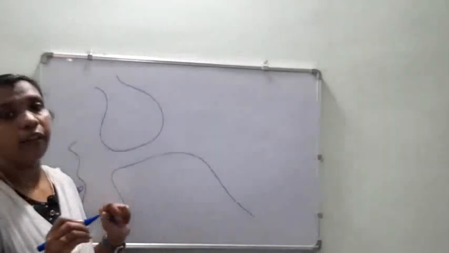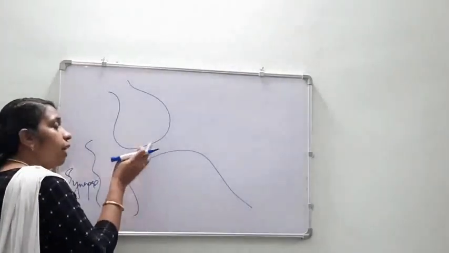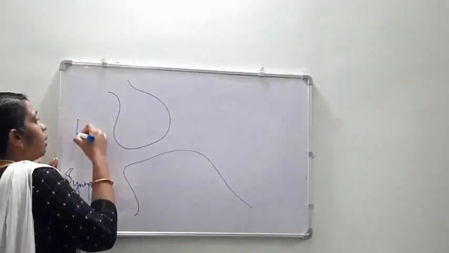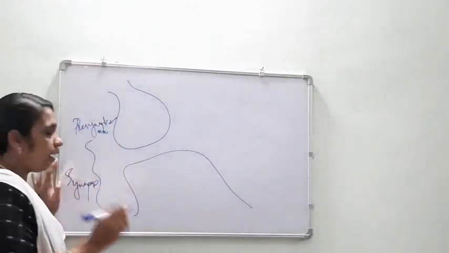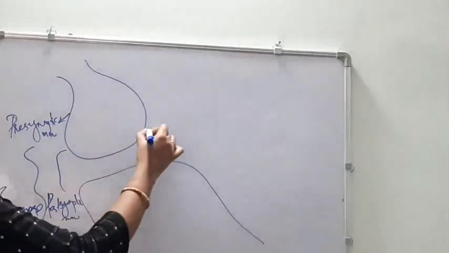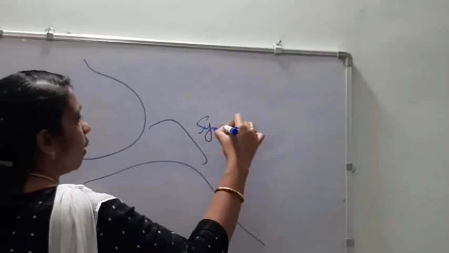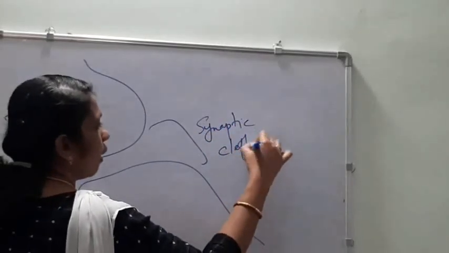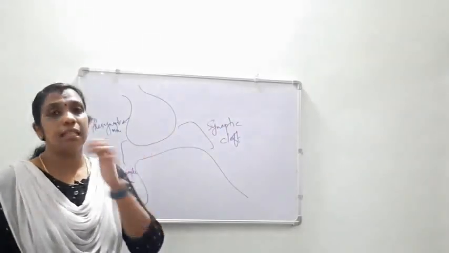We have a presynaptic membrane, the membrane which is before the synapse. And we have a postsynaptic membrane, the membrane which is after the synapse. And there is a cleft in between the two membranes, known as the synaptic cleft. So there is a presynaptic membrane, a postsynaptic membrane and a synaptic cleft.